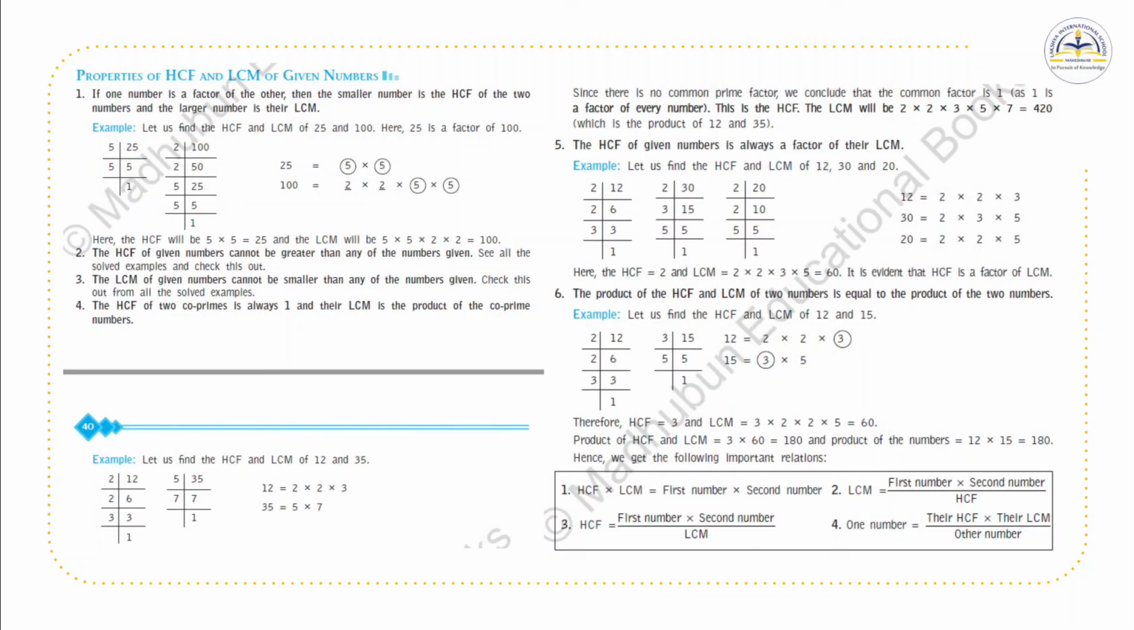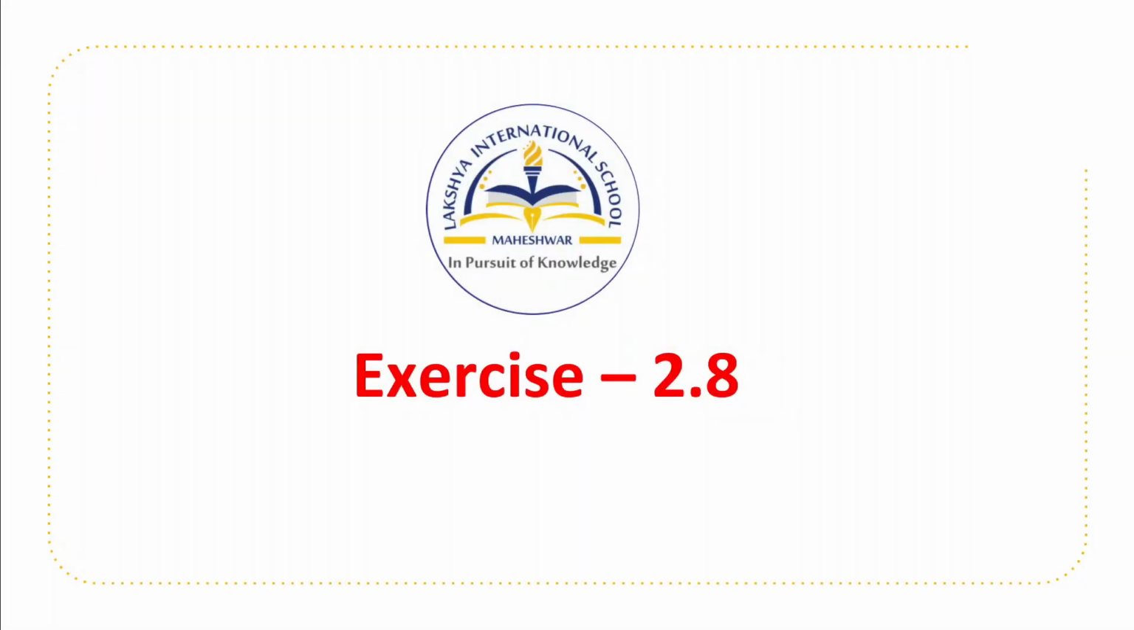Now our new concept is properties of HCF and LCM of given numbers. Here you have to learn this formula: HCF into LCM equals first number into second number. Now how to find LCM? LCM equals first number into second number upon HCF. HCF formula: first number into second number upon LCM. How to find the number? HCF into LCM upon other number. So you have to learn this formula. On the basis of this formula only, now we will solve exercise 2.8.